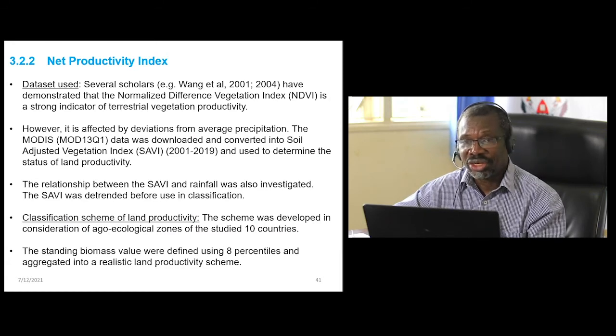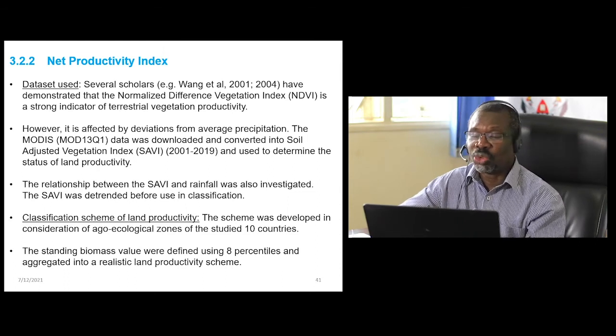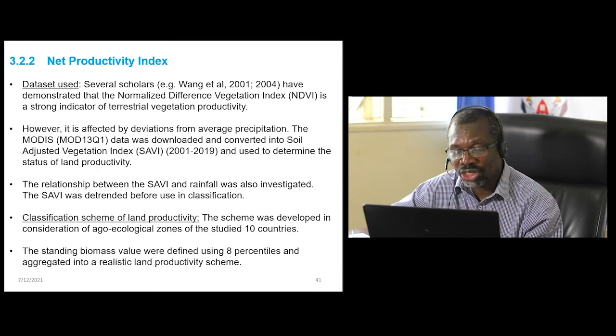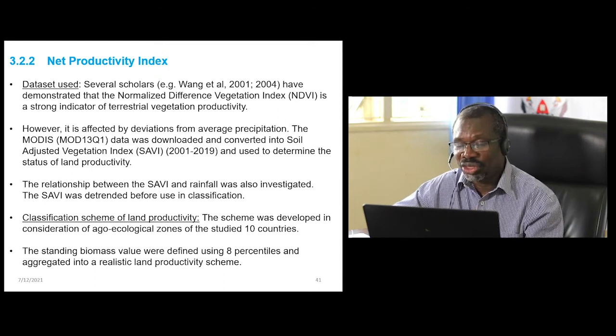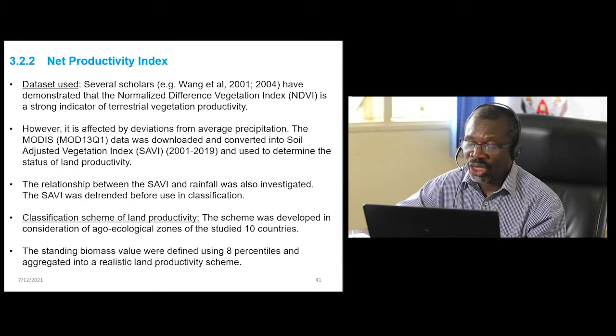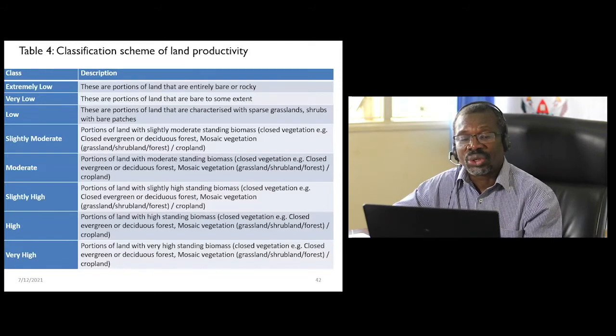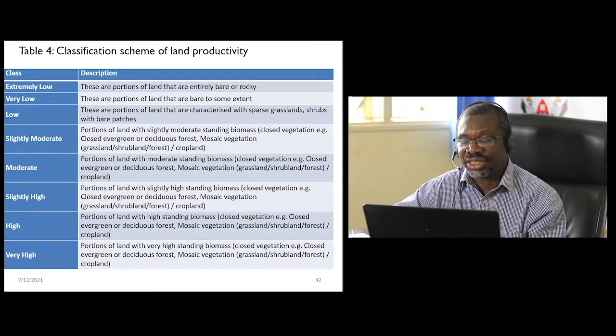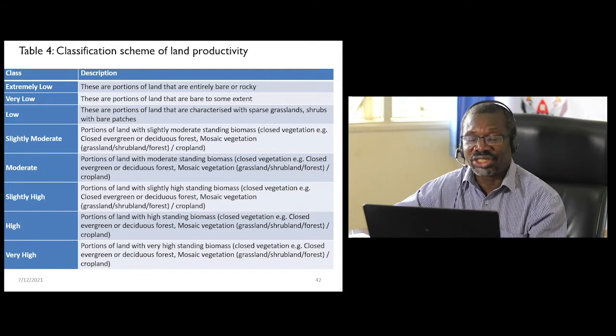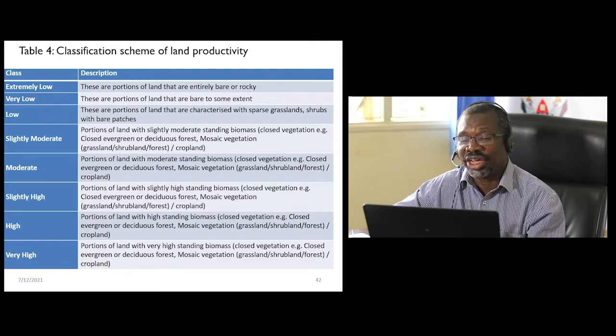So as we said, we established the relation between the index and rainfall, and we made sure that the rainfall effect was removed from the index, and then used it to generate the different percentiles and compute the different levels of productivity. So we came up with 8 classes, and these are defined and described in the table we have here.